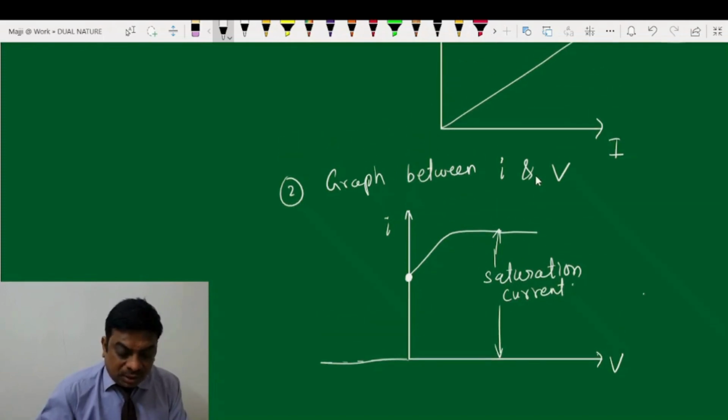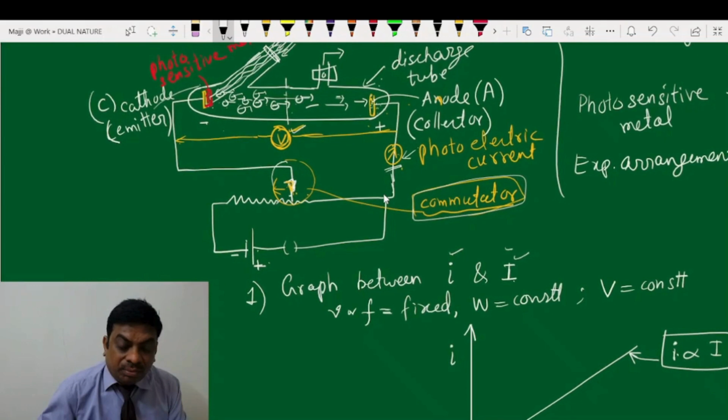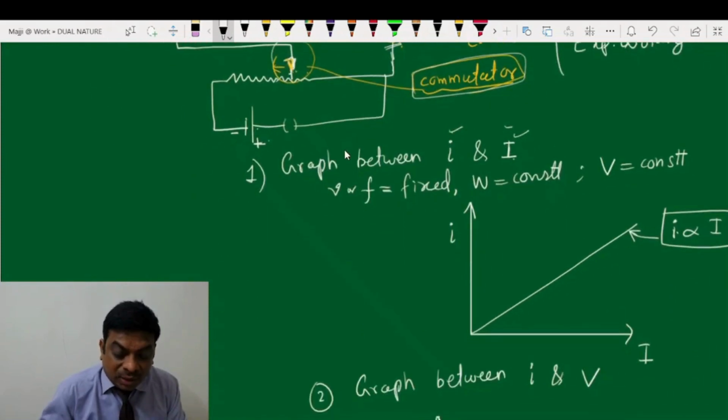Alright, students. Now suppose we reverse the polarity of the cell. As I told you, there is a commutator which facilitates this reversing polarity mechanism without disconnecting it. So now the anode is kept at a negative potential related to the cathode, or the collector is maintained at a negative potential related to the emitter. So the electrons will be repelled away.